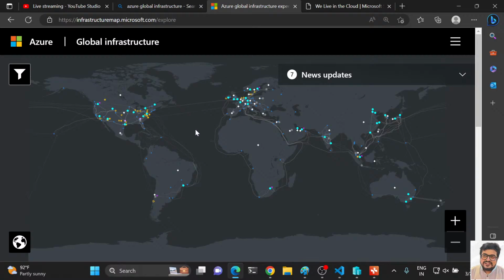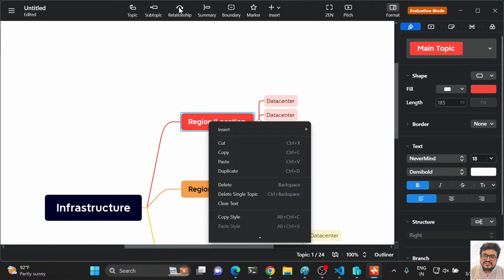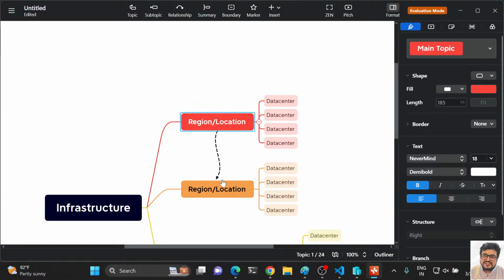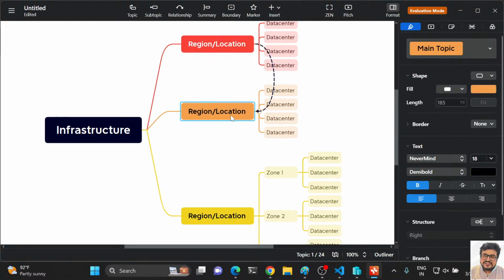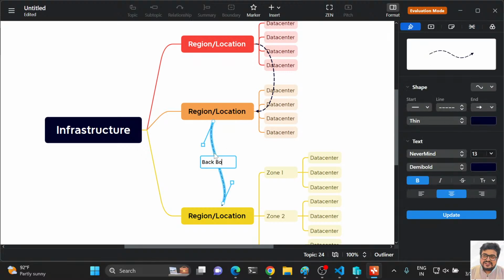The second part is global network. This kind of network which connects your infrastructure is called as backbone network. So now I have one location of Azure connected with other location of Azure using backbone network. Okay. So this backbone network is also called as Azure global network.